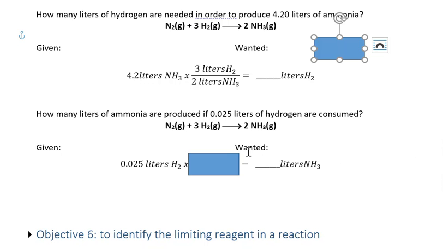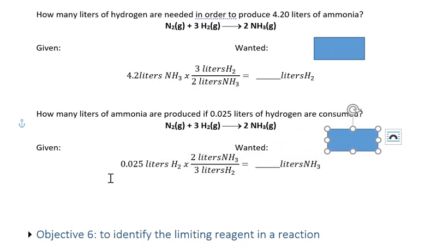Let's look at the next one. How many liters of ammonia are produced if 0.025 liters of hydrogen are consumed? What are they giving us? 0.025 liters of hydrogen. Put that right there. What do we want? We want liters of ammonia. Well, what's my molar relationship between hydrogen and ammonia? Well, 3 hydrogens for every 2 liters of ammonia. And if I take 0.025 times 2 divided by 3, that will give me my liters of ammonia.